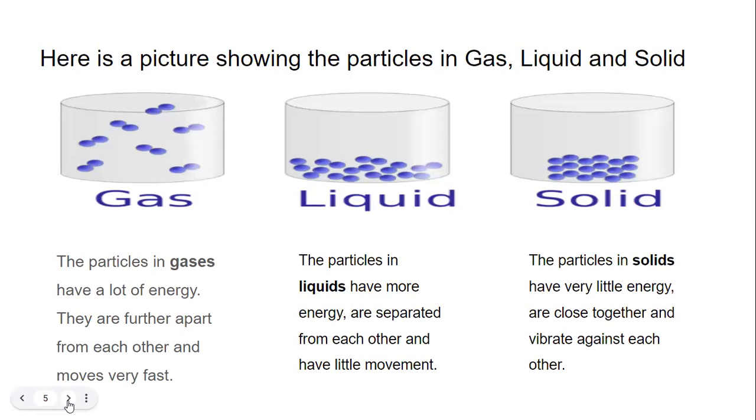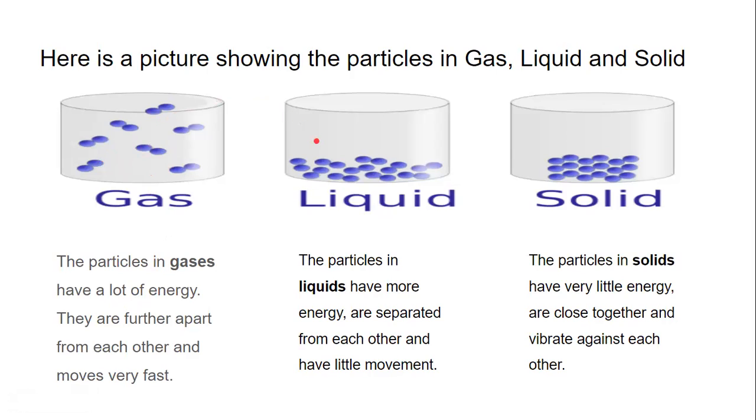All right, so here is a picture showing the particles in gas, liquid, and solid. So as you can see in picture 1, that's this picture, gas. These are the particles in gas. Now, the particles in gases have a lot of energy. They are further apart from each other and move very fast. So as you can see the particles in my container here, they are further apart from each other and they move very fast, right? So gases, they have a lot of energy.